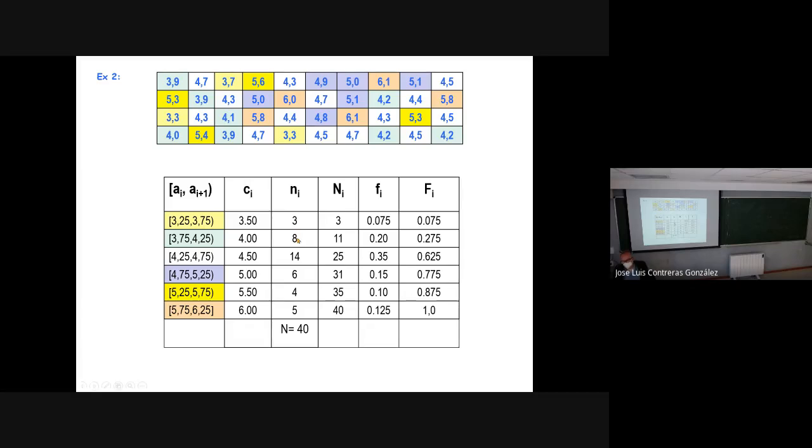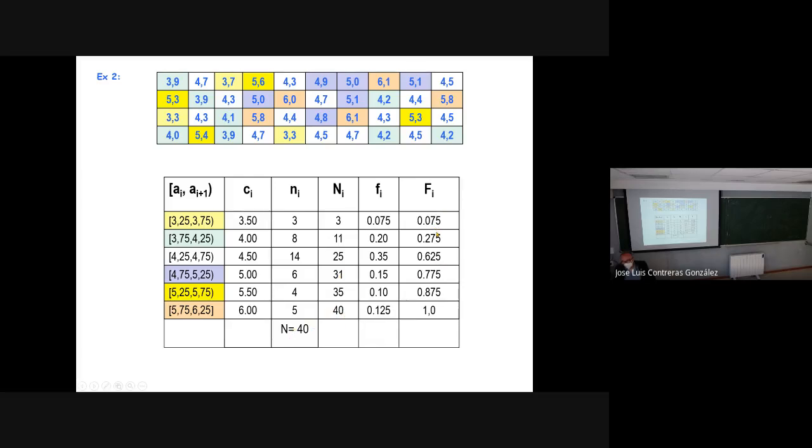So in the second class, we have 8 rooms. In the third class, we have 14 rooms. In the fourth, 6 rooms, 4 rooms, and 5 rooms in the following ones. And if we did it correctly, then the total sum should be 40. If you sum the relative frequencies, which I did not, you would get 1, of course, because it's the proportion. And the last cumulative absolute frequency should be equal to the number of data, 40.